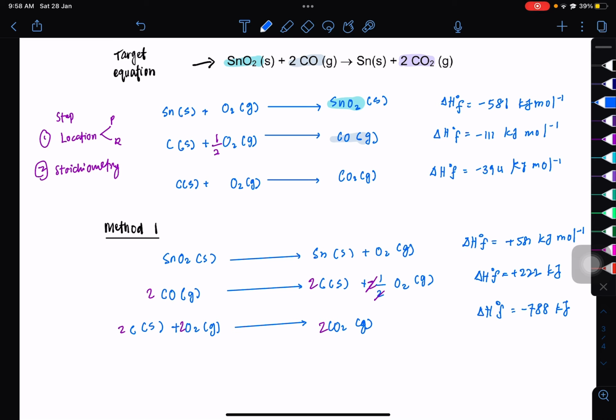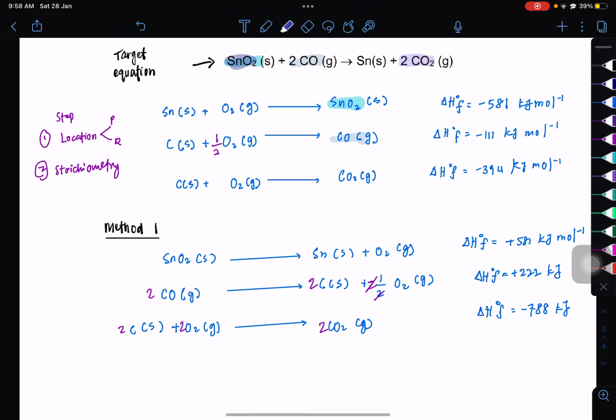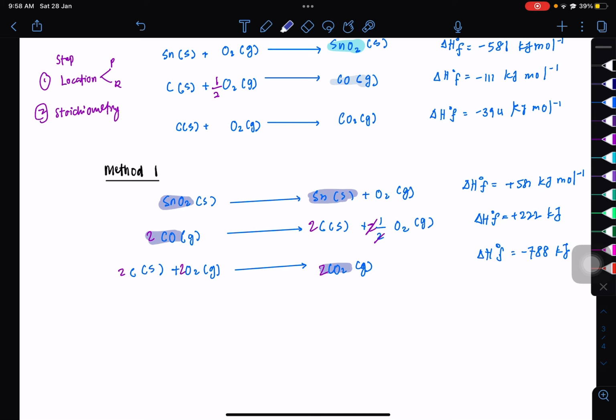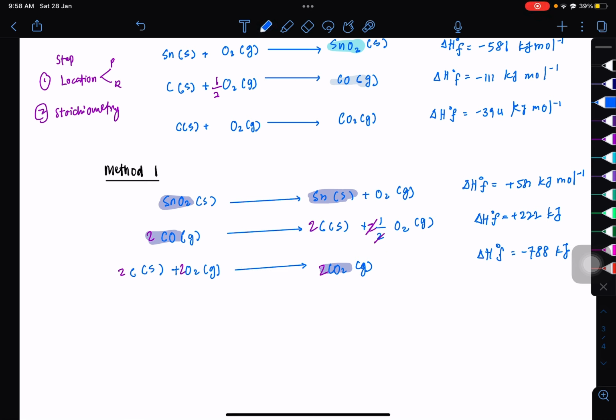Okay, the first is tin oxide. Okay, tin oxide saya akan highlight. Ni kena ada, ni kena ada, Sn kena ada, carbon dioxide kena ada. Okay. Sn pun kena ada. Apa yang tak ada di sini adalah yang ni. Tak ada pun disebut dalam target equation. So ni kita kena matematik sikit.